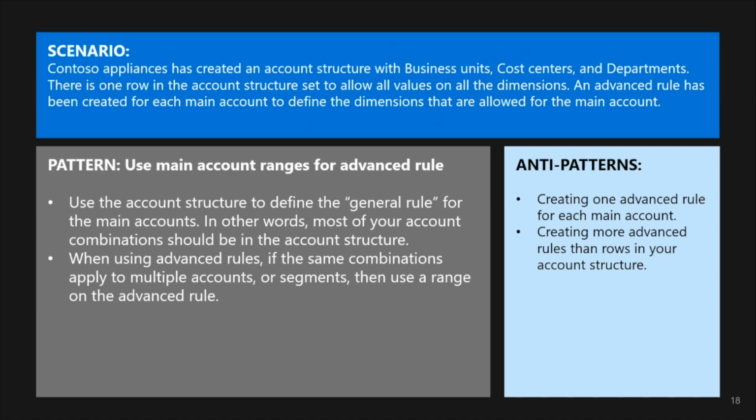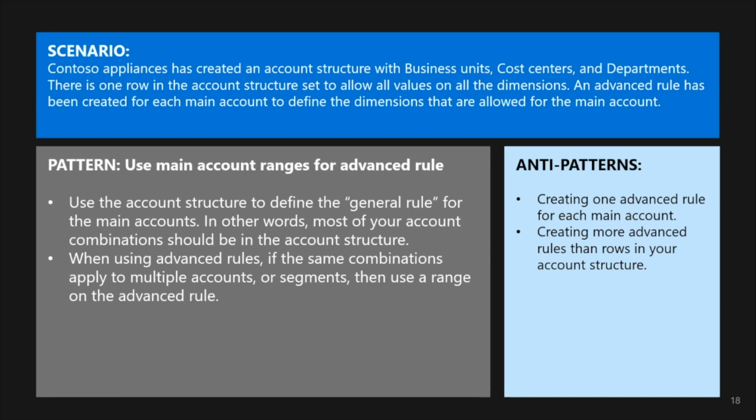When using advanced rules, if the same combinations apply to multiple accounts, then you can use a range just like you would on the account structure. The anti-patterns are too many advanced rules in general, especially one advanced rule for each main account. And if you have more advanced rules than your account structure, you may want to take a look at your design. They're exceptions, so they might be technically smaller, but that's something to watch for as well. Just complexity and managing of complexity.